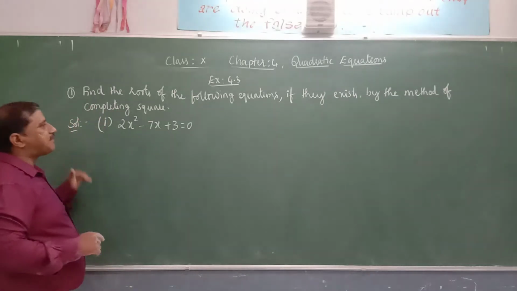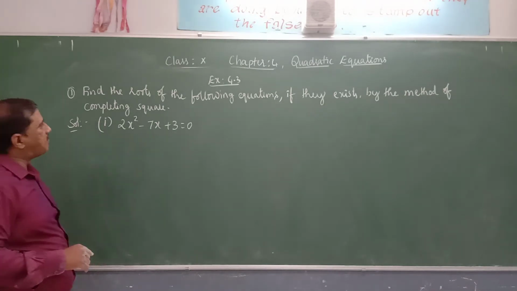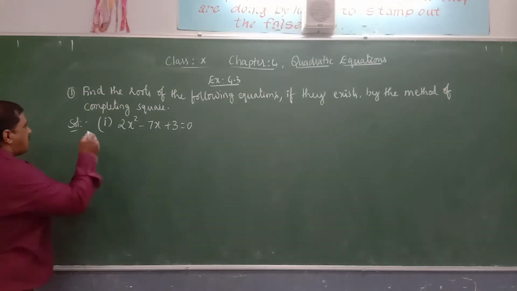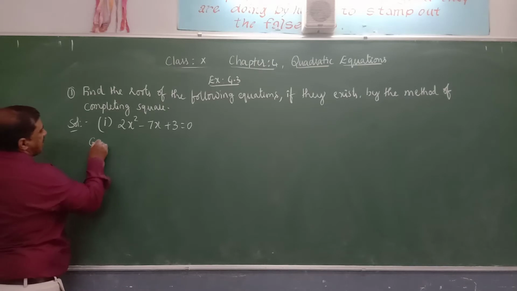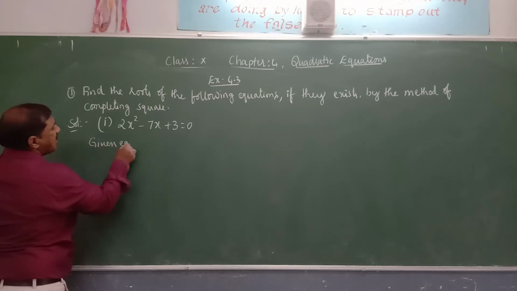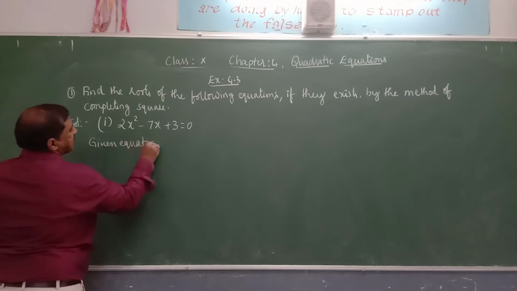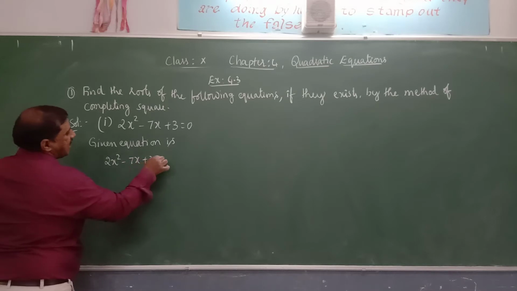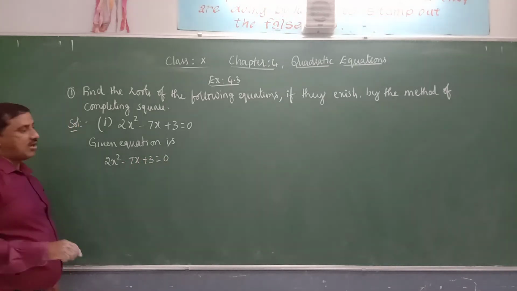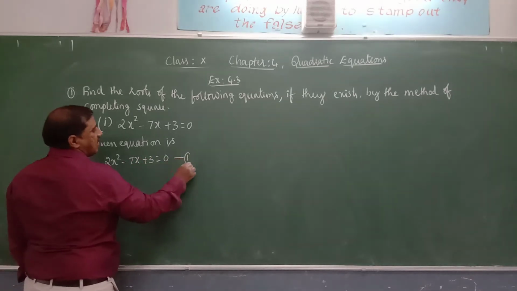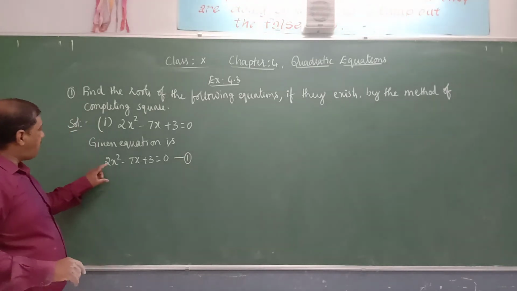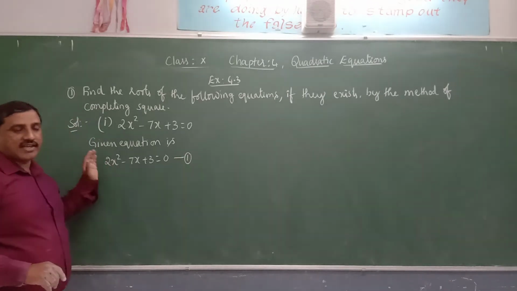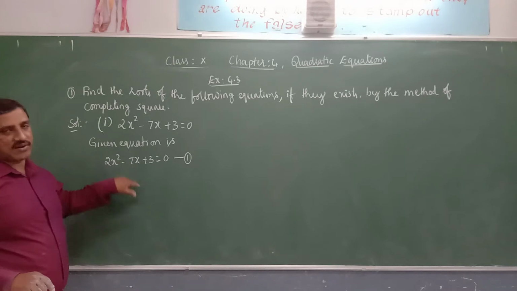Now we will apply the steps which are involved in the method of completing the square. So what is the given equation here? It is 2x square minus 7x plus 3 is equals to 0. Take this as equation 1. What is our first step? Make the coefficient of x square, that is the a value, as 1 or a perfect square.